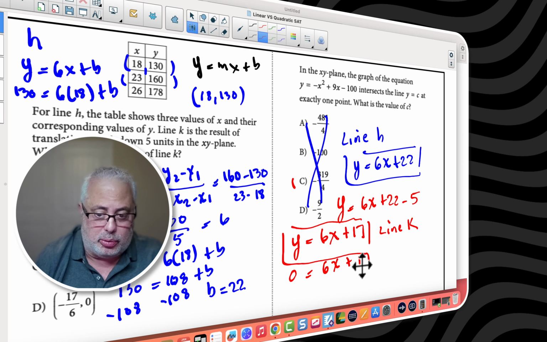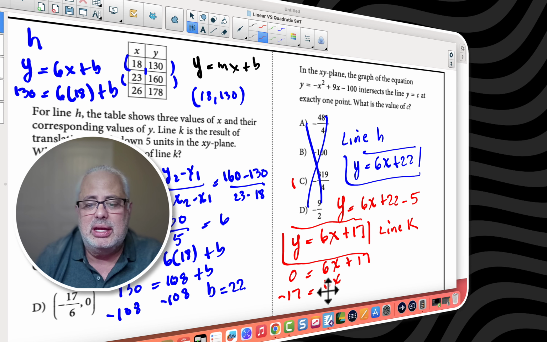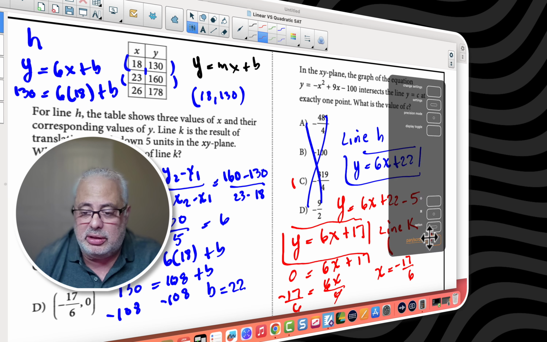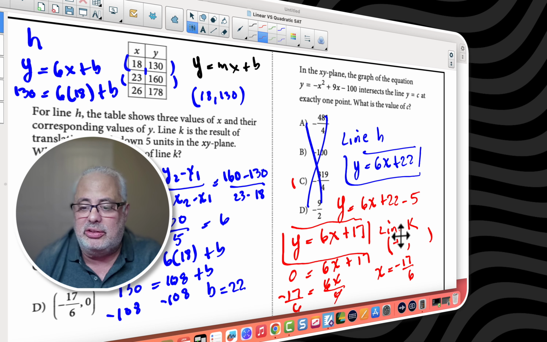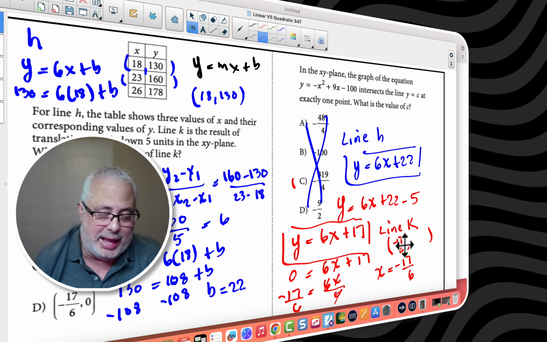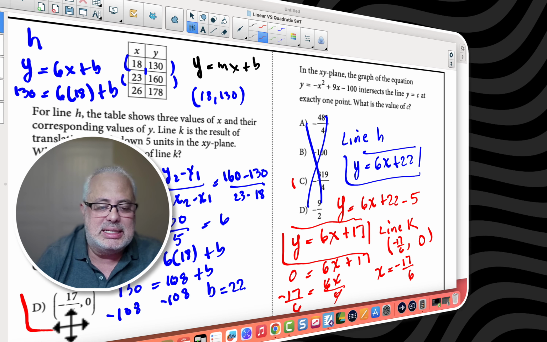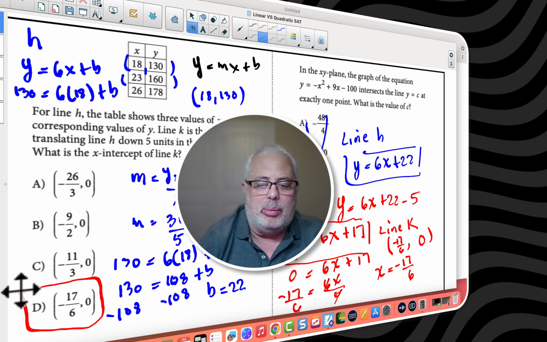Subtract 17 from both sides, you get negative 17 equals 6x. Divide by 6 both sides of the equation. Cancel this to 6. The x is equal negative 17 over 6. So the x-intercept is in the format negative 17 over 6, or x, comma 0. And my answer is negative 17 over 6, comma 0.